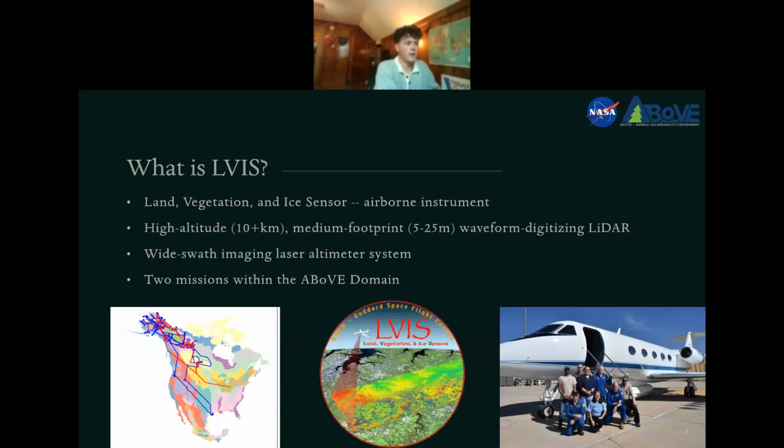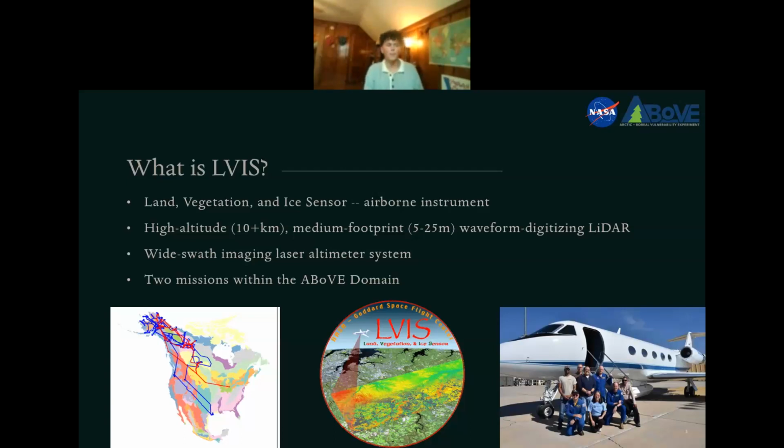So starting with the first part, what is ELVIS? It's the Land, Vegetation, and Ice Sensor. It's an airborne instrument with a high altitude, medium footprint that uses waveform digitizing LiDAR. It measures surface topography and topographic extent, like canopy height, crevasse depth, etc. And its high sensitivity waveforms can see through dense canopies, and so it's good at looking at forests. Summed up, it's a wide swath laser altimeter system.